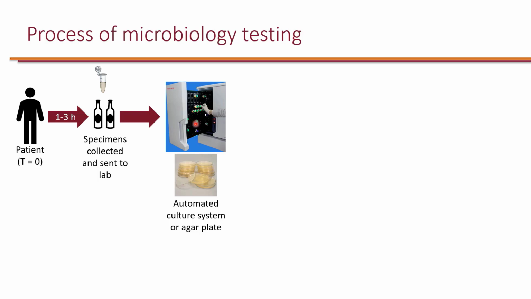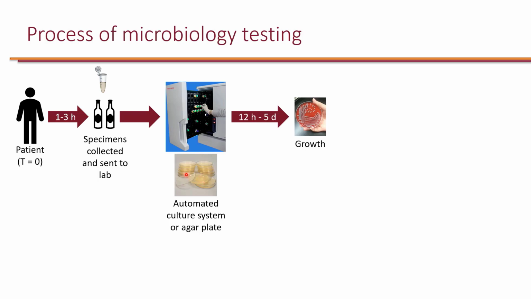This can be done using automated systems, or it can be done on an actual plate. These plates are called agar plates. They essentially have nutrients in them for bacteria to grow, and you just let them sit there and incubate under the right temperature for bacteria to grow.